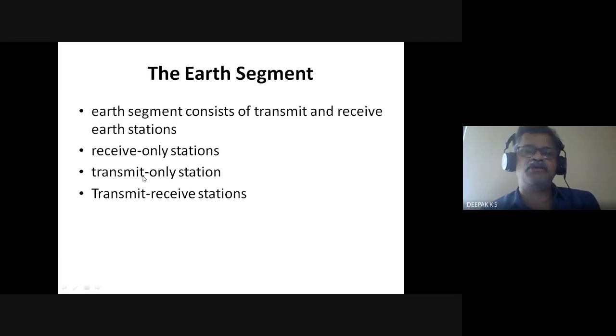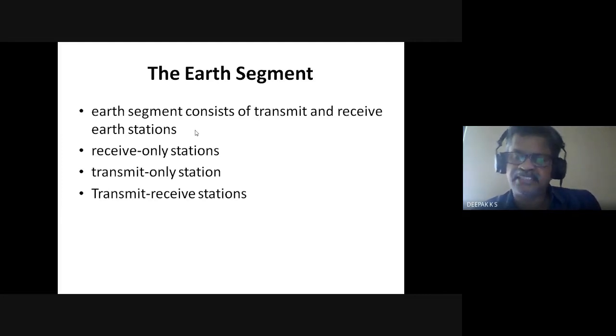Uplink is transmit only, or receive only Earth station for downlink, or both transmit and receive. So these are the three possibilities of Earth station. Either you receive the signal from the satellite or transmit signals to the satellite, or both. So the Earth segment normally consists of a transmit and receive Earth station. Both are there, uplink and downlink.